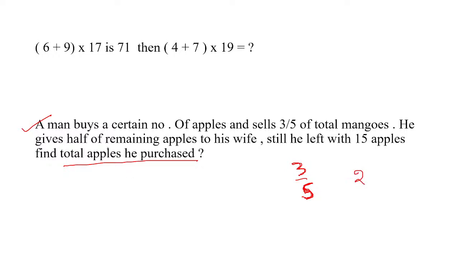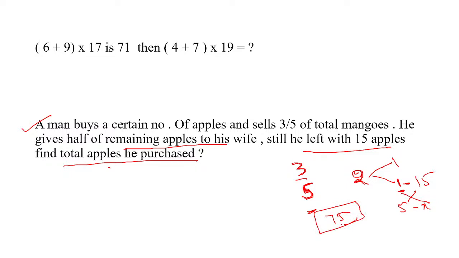Out of the 2 parts he gives half of the remaining apples to his wife. Actually he remained with 2 parts now. Out of 2 parts, one part is for his wife and one part is with him. And he is left with how many apples here? 15. That means one part value is 15. They are asking you total apples. Total parts were how many here? 5 parts. One part is equal to 15, 5 parts is equal to x. Just cross multiplication. 75 is the answer. How many apples he purchased means the total answer is 75.